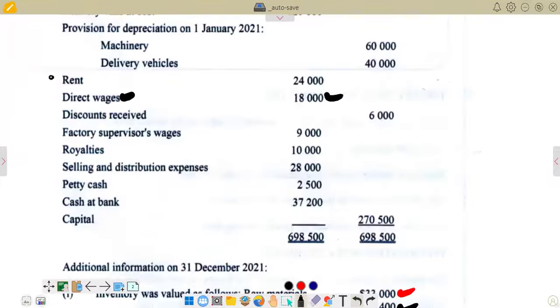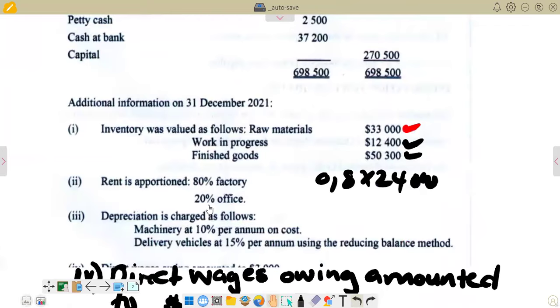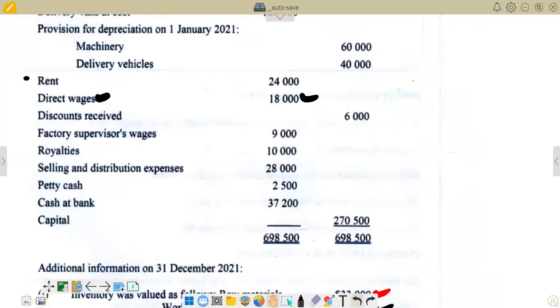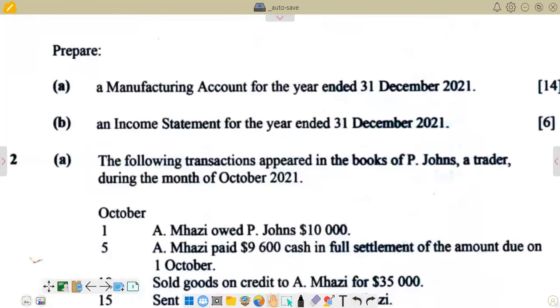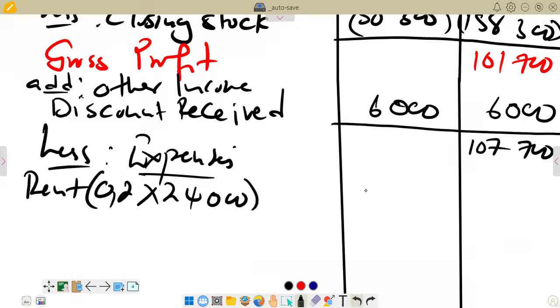So obviously we have our rent, whereby we are saying it's 24,000, but we are given a method of apportioning it, whereby we're saying rent for office is the one that you're supposed to put in the income statement, which is 20%. So you're going to say 20% of 24,000. So we can just go there, say rent, and then 20% as a decimal is 0.2. Then multiply by 24,000. Do that, you're going to get your 4,800.